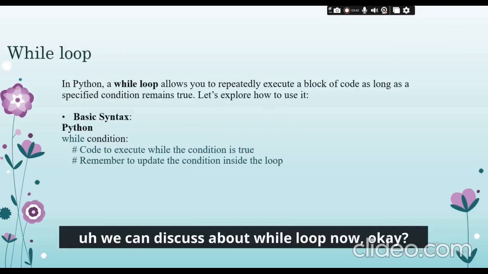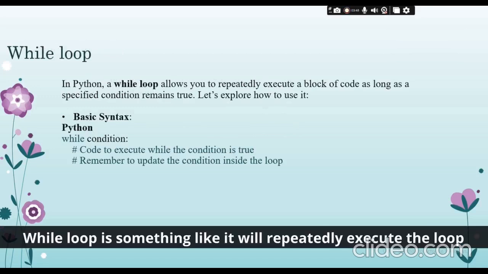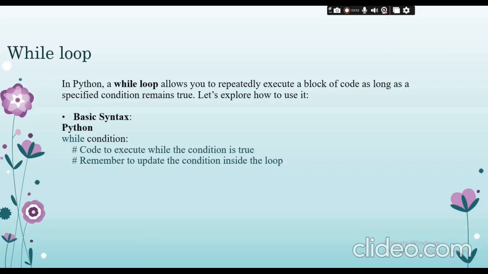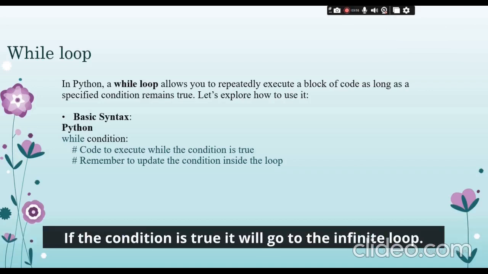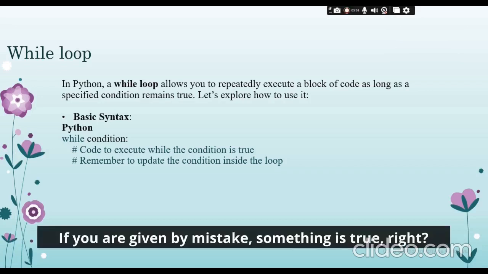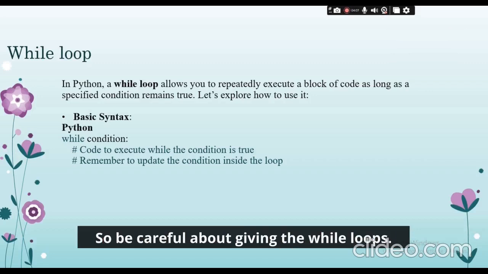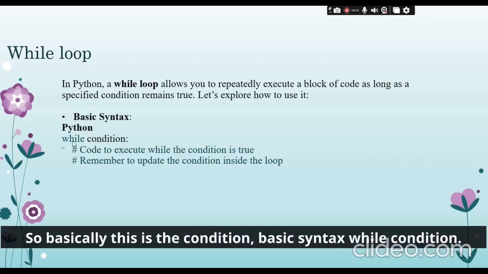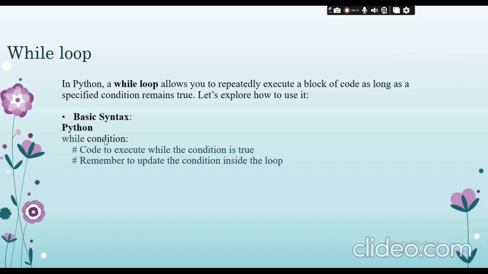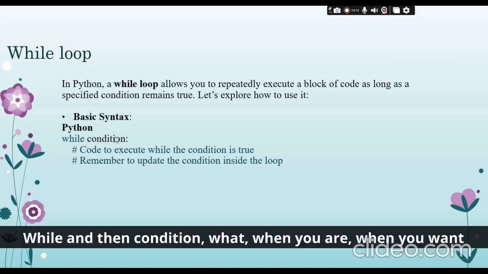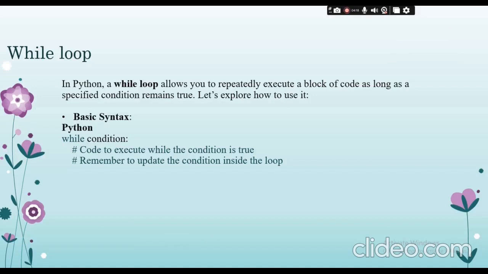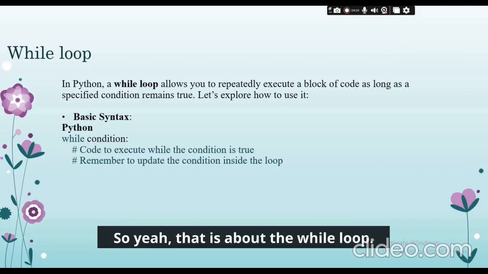We can discuss the while loop now. What is a while loop? A while loop repeatedly executes the loop based on a condition. If the condition is always true, it will go into an infinite loop. If you mistakenly give a condition that is always true, it will run indefinitely, and sometimes the system will crash. So be careful when writing while loops. The basic syntax is: while condition. That is about the while loop.